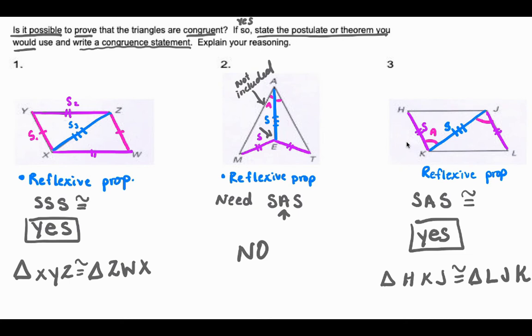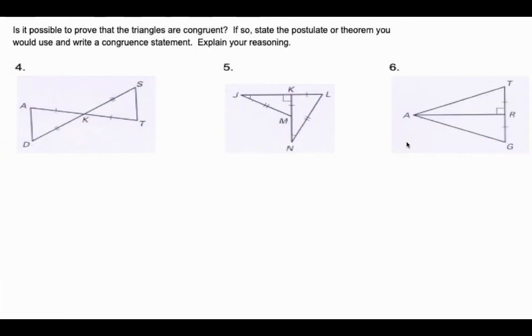So we're going to continue to look at this same set of directions for the next several examples as well. Is it possible? If so, state our postulate or theorem, write our congruence statement, and anything that was not provided, we explain our reasoning for why we get it. So in our next question, I start with my given information. So we were given a single marked side in both triangles. We were given a double marked side in both triangles. Now that's the end of my given information.